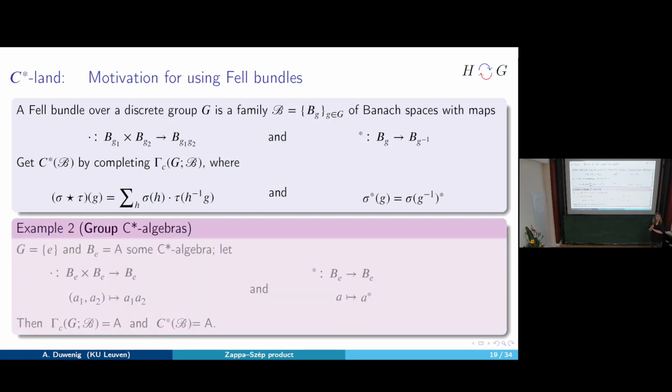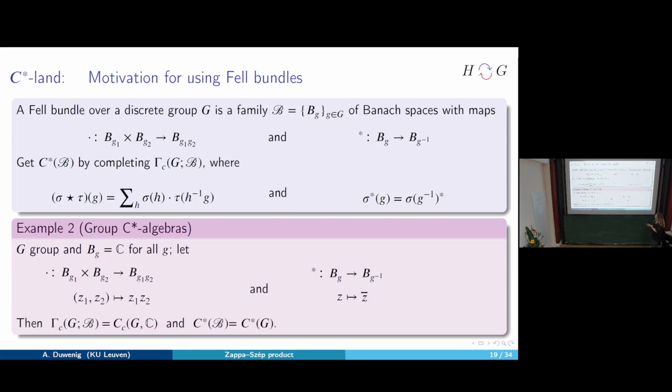Okay, but I can do this for group C-star algebras. This time I let my fiber over g, g being in a group, always be the complex numbers. So the most simplistic thing you can think of. This time, my multiplication is just multiplication of the complex numbers, and my involution is just involution of the complex numbers. My continuous sections are just functions on G, and the C-star algebra is the group C-star algebra, or groupoid C-star algebra. At this point, you might wonder, what if I want the reduced one? You can also do this for the reduced. So there's also a way to construct a reduced groupoid Fell bundle C-star algebra that also exists. I just care about the full one.